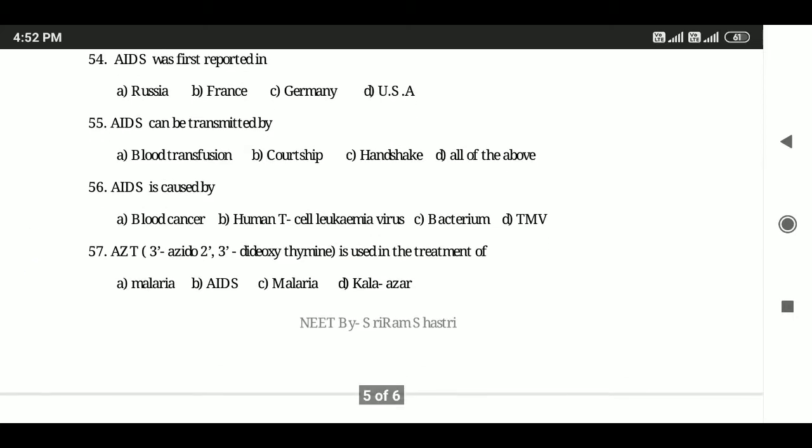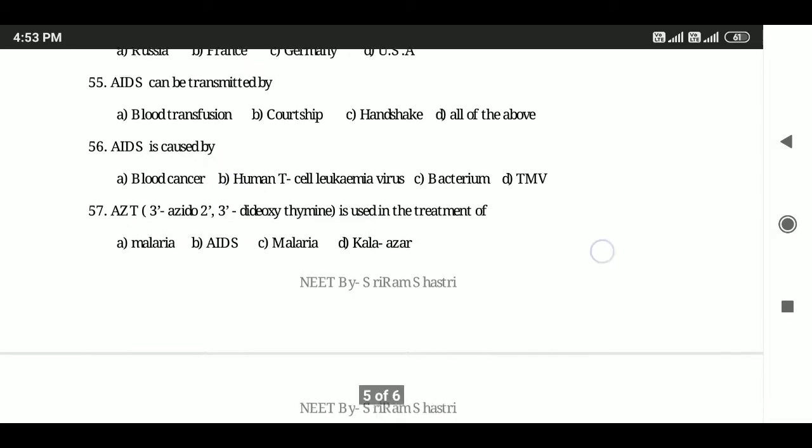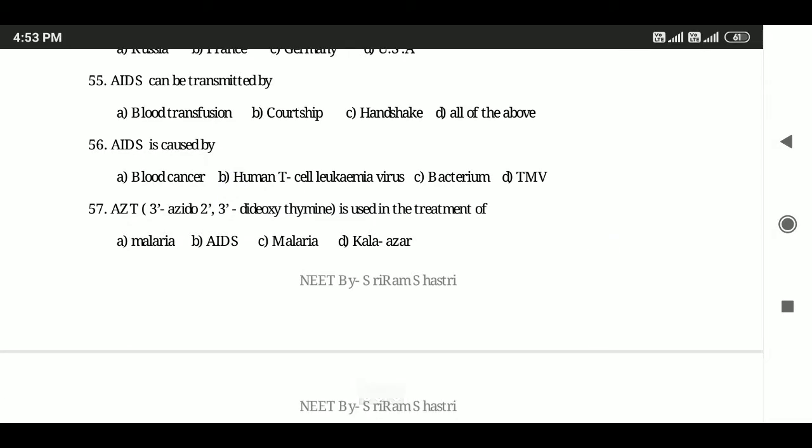AIDS is caused by blood cancer, human T-cell leukemia virus, bacterium, TMV. Previously, before naming it as HIV, the AIDS virus was named human T-cell leukemia virus, but later on it was termed HIV. So the right answer for this question is B.